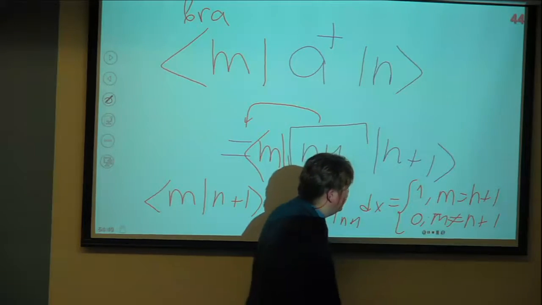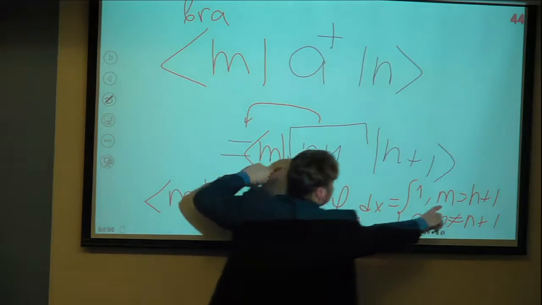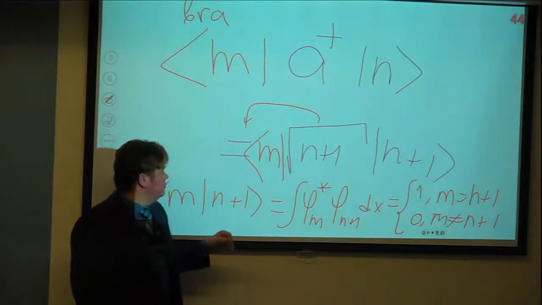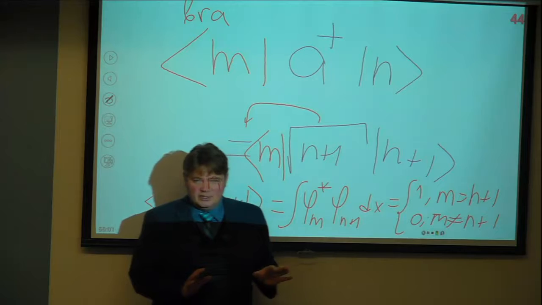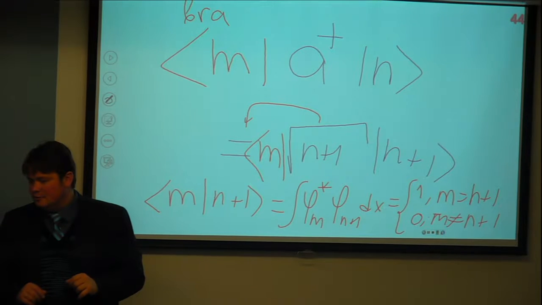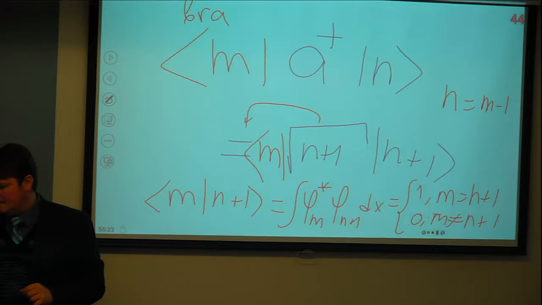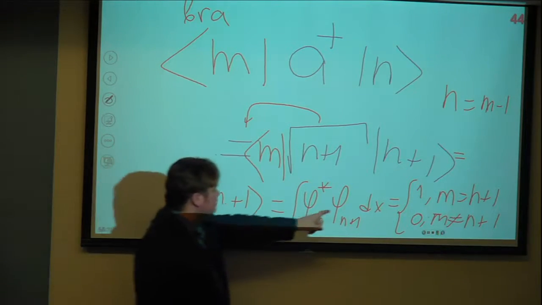What does it mean? What can we do? So in all cases when this equation is not satisfied, the matrix element will be zero. For most cases it will be zero. So it will be non-zero only if m is equal to n plus one, or if n equals m minus one. But it will be a number.